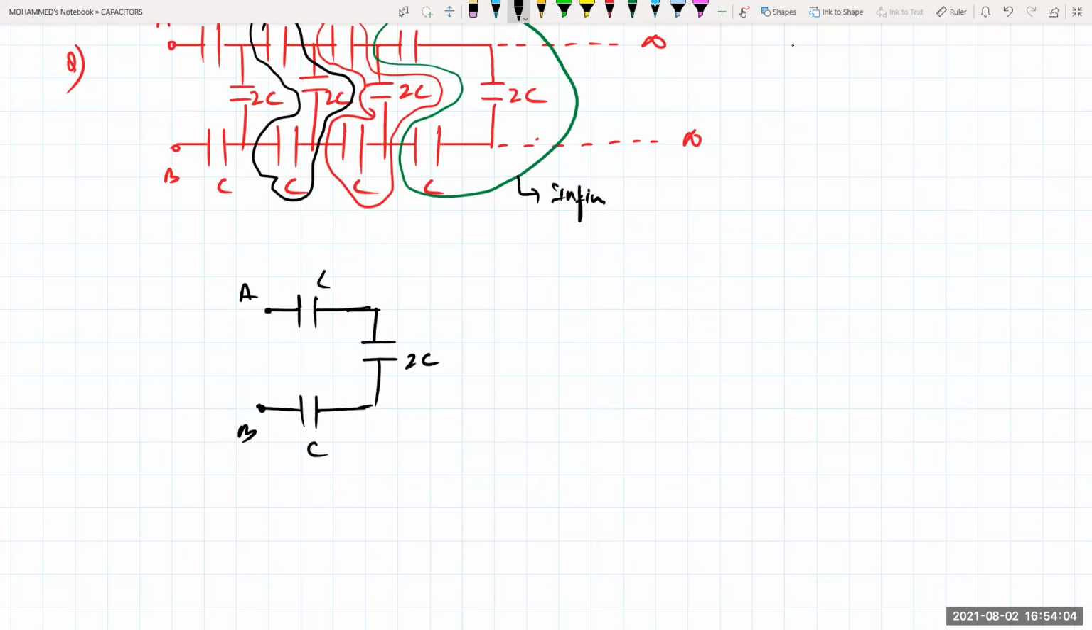Okay, so for the remaining part, we'll give a name for that one. So what I told you, we're giving the name for that one. That capacitor, I'm giving it the name C dash.